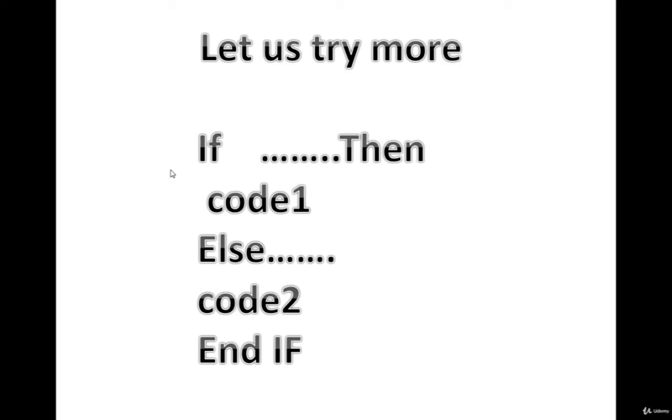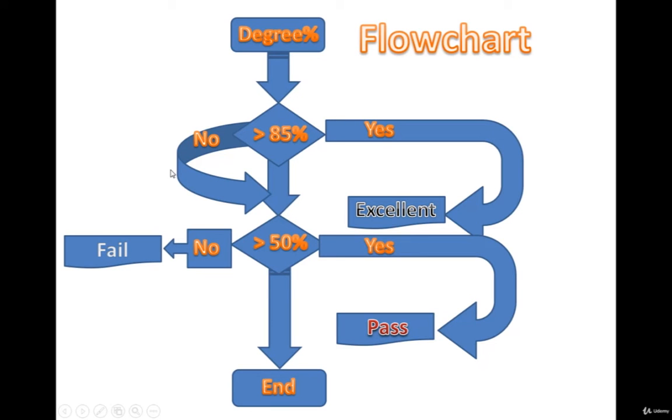Let us try something more difficult. If, Then, and code, and Else, and another code, and End If. The flowchart: entering the degree. If greater than 85, yes, excellent. If no, if greater than 50%, yes, pass. No, fail. And end, go to end.